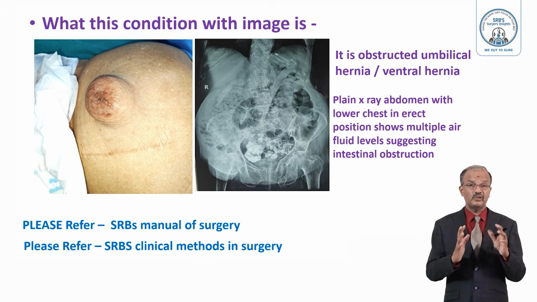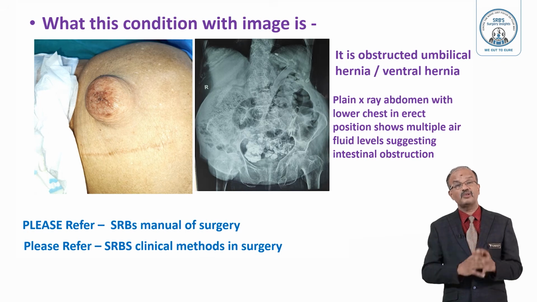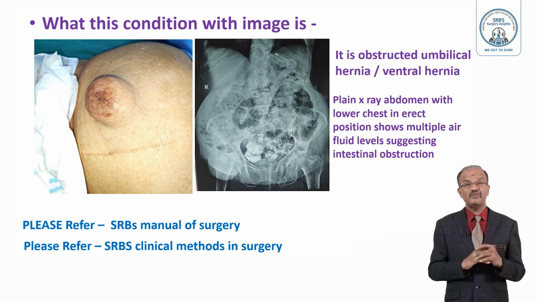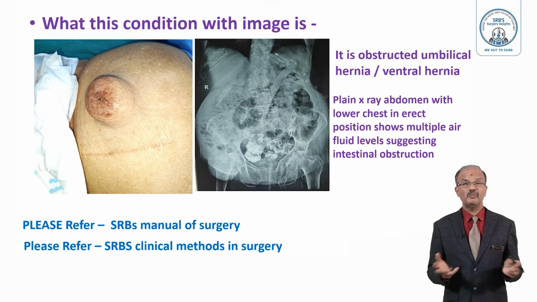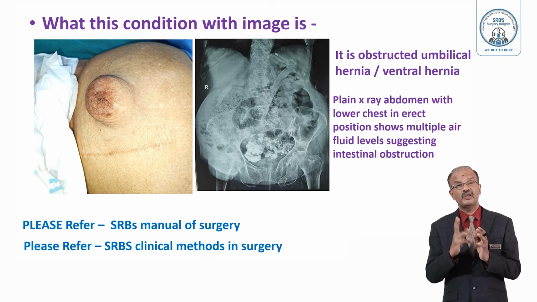So please go through my manual of surgery, the intestinal obstruction chapter, which gives a very detailed concept about intestinal obstruction, management, complications, problems. Remember, the 2 commonest causes which you have to remember when you think about intestinal obstruction: one is hernia, second is adhesions. The 2 are the commonest causes.